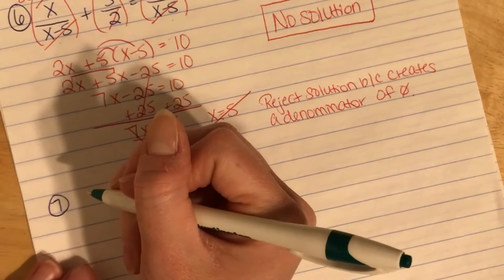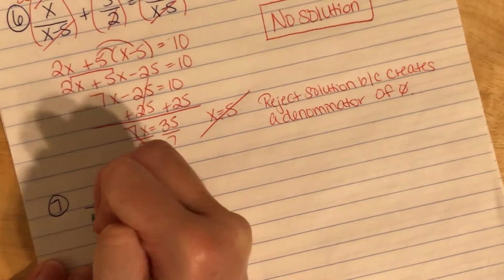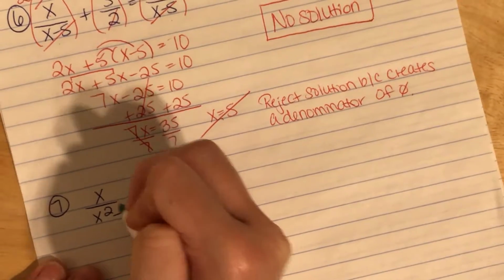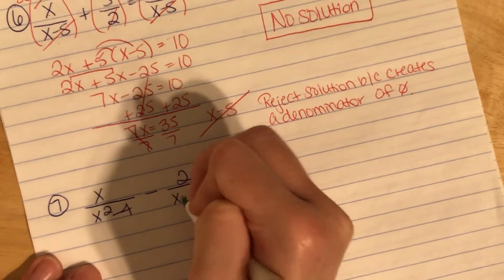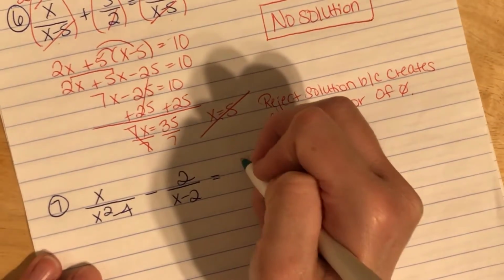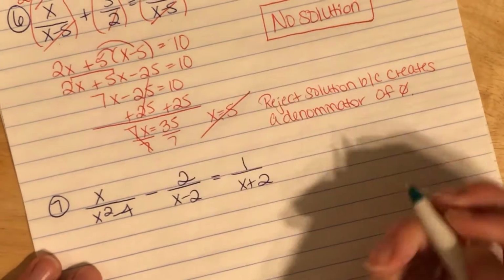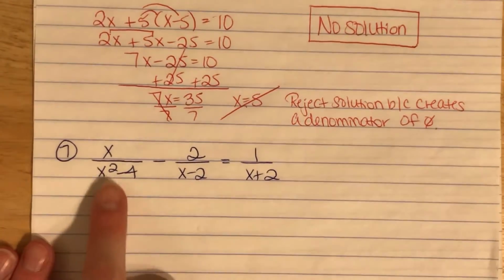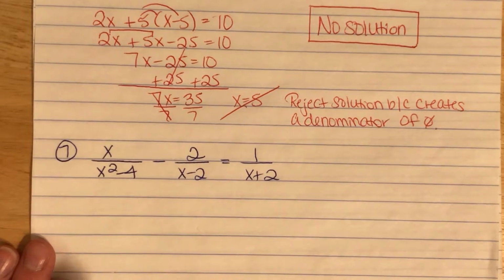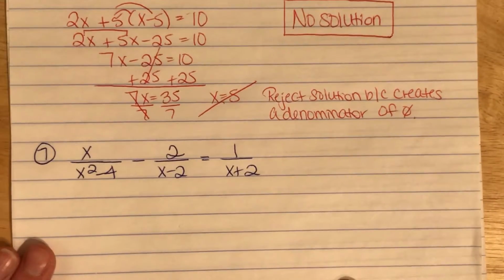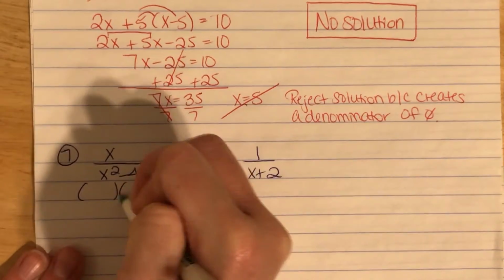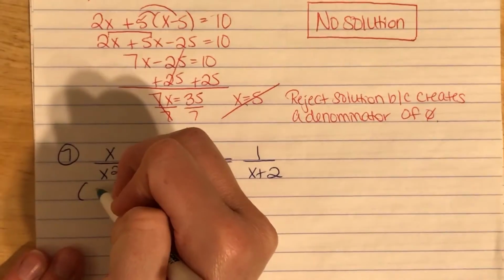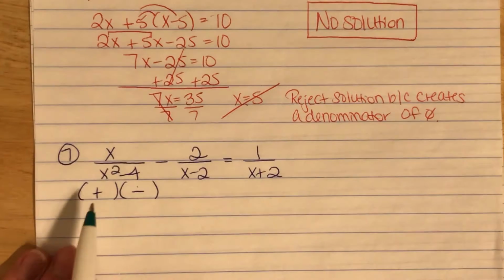Okay, number 7. X over x squared minus 4 minus 2 over x minus 2 equals 1 over x plus 2. Okay, so with number 7, I have a difference of perfect squares. So I have to factor that expression first to figure out my common denominator. So I factor to binomials. One will be plus, one will be minus.